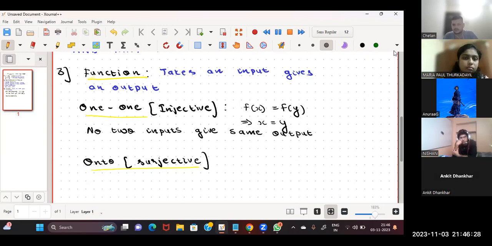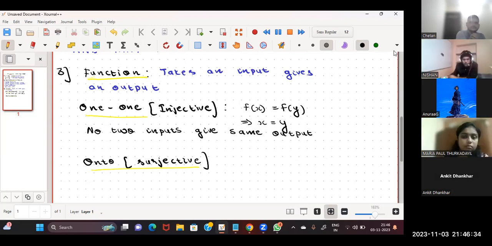That's one-to-one. What is surjective? Can anyone tell me what surjective functions are? One quick question before we move to surjective functions. We just discussed that for an injective function, for every input there is a unique output.